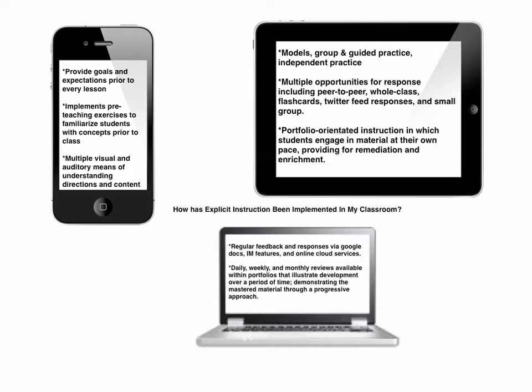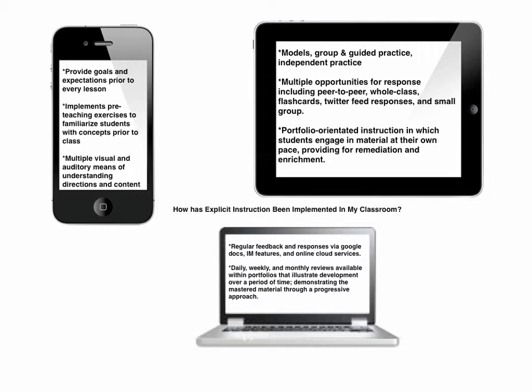I use multiple visual and auditory means of understanding directions and content. I always provide my students with auditory: I tell them what the directions and information are, and I always provide it in a digital or visual medium as well. I like to provide it on the board, or through a multimedia presentation or interactive notes.